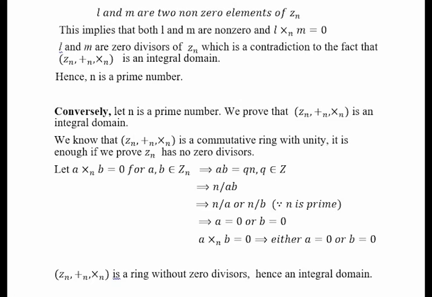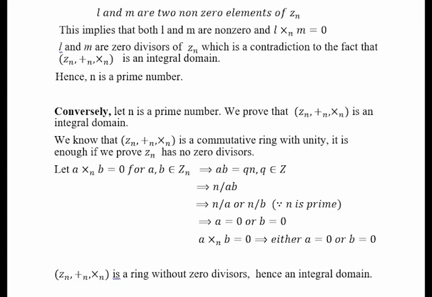So to prove that Zn has no zero divisors, let us consider a into b is equal to 0 for any two elements a, b belonging to Zn. Since the remainder is 0, n should divide a into b. So when n divides a into b and n is a prime number, either n divides a or n divides b, that means either a is equal to 0 or b is equal to 0.